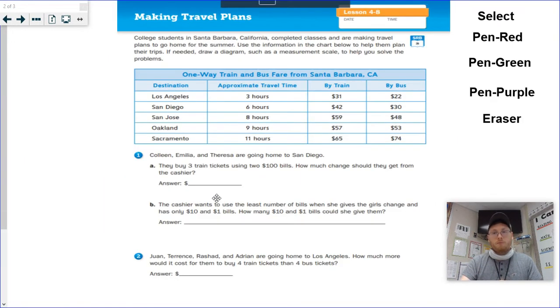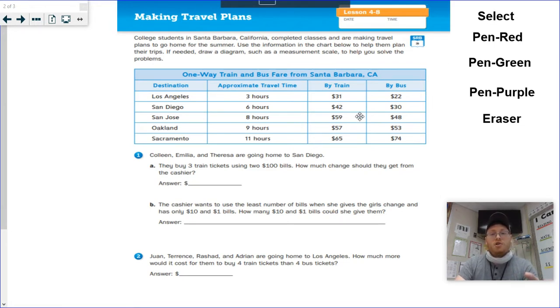Okay, so, all right. So this is page 128 in your book. So with this lesson, I'm going to read this information for problem 1 and my directions. And then we're going to look and see how we can solve this problem. Okay, so it says college students in Santa Barbara, California completed classes and are making travel plans to go home for the summer. Use the information in the chart below to help them plan their trips. If needed, draw a diagram such as a measurement scale to help you solve the problem. So that's a strategy that you could use, a measurement scale.